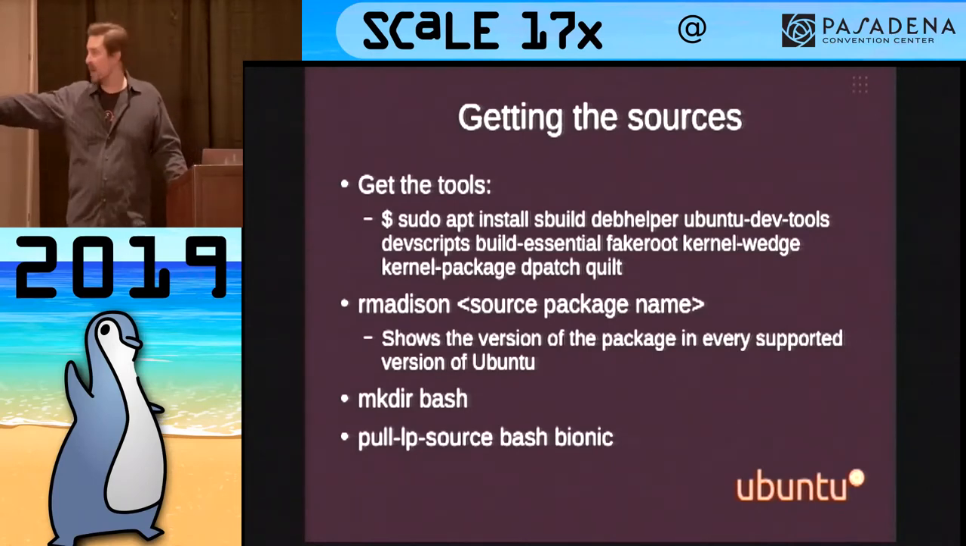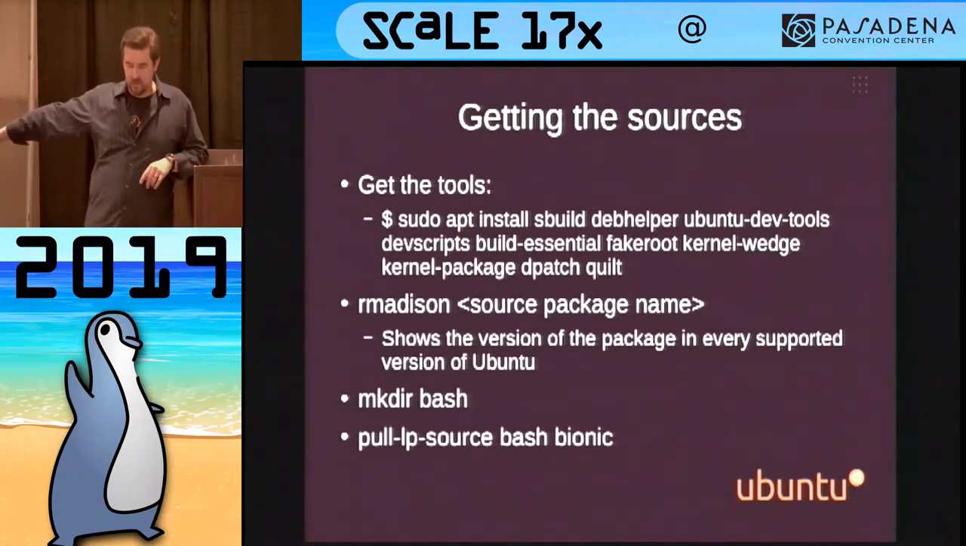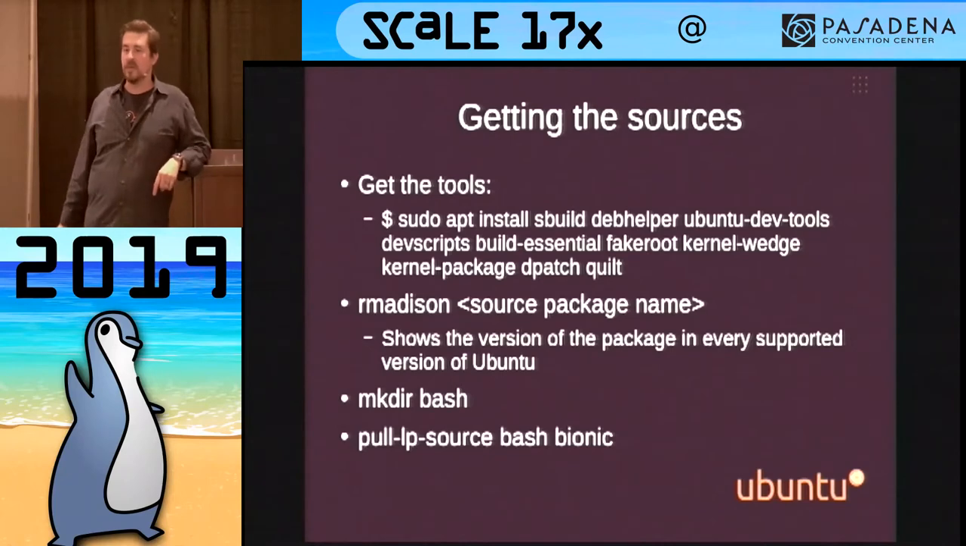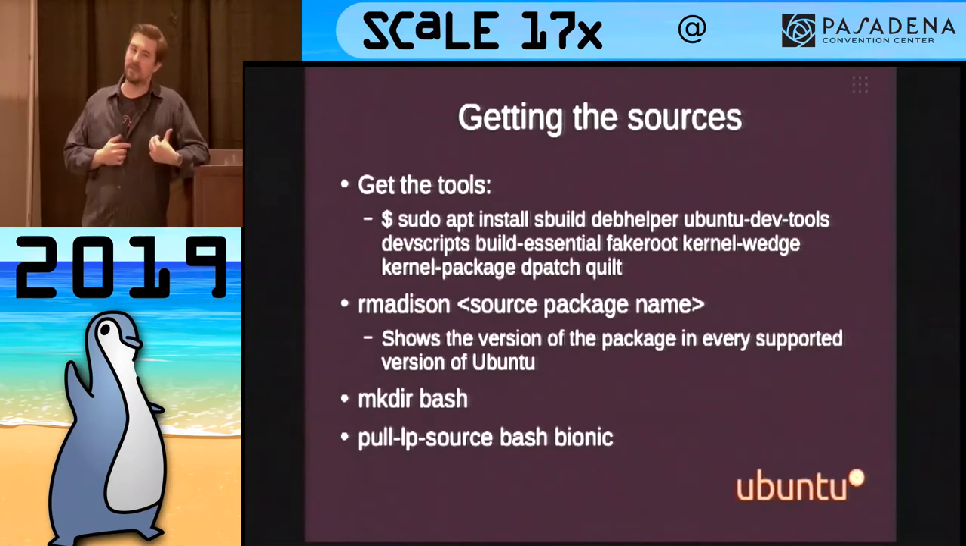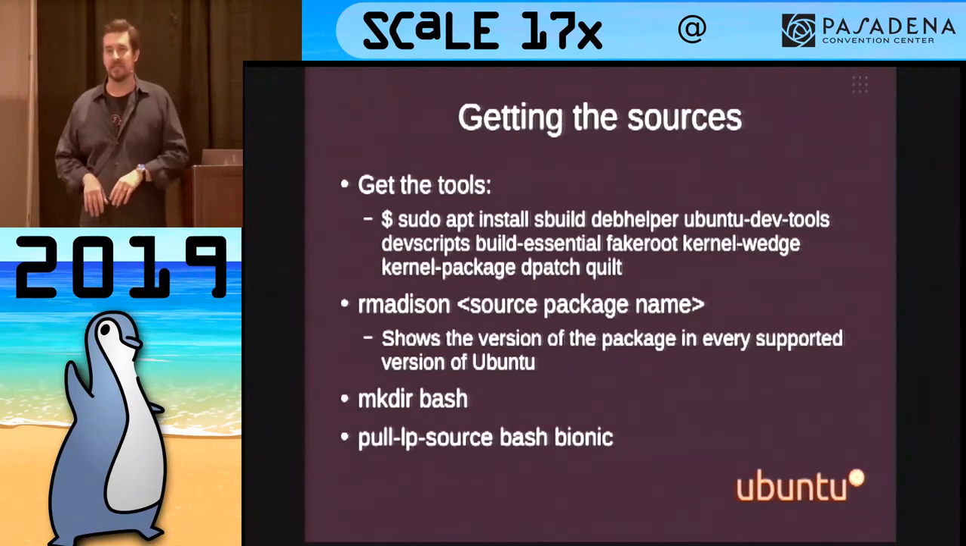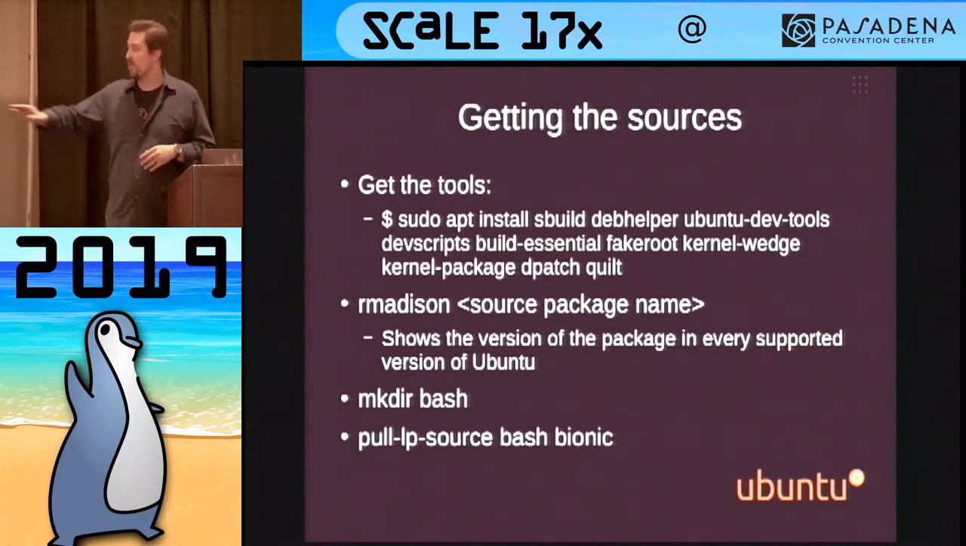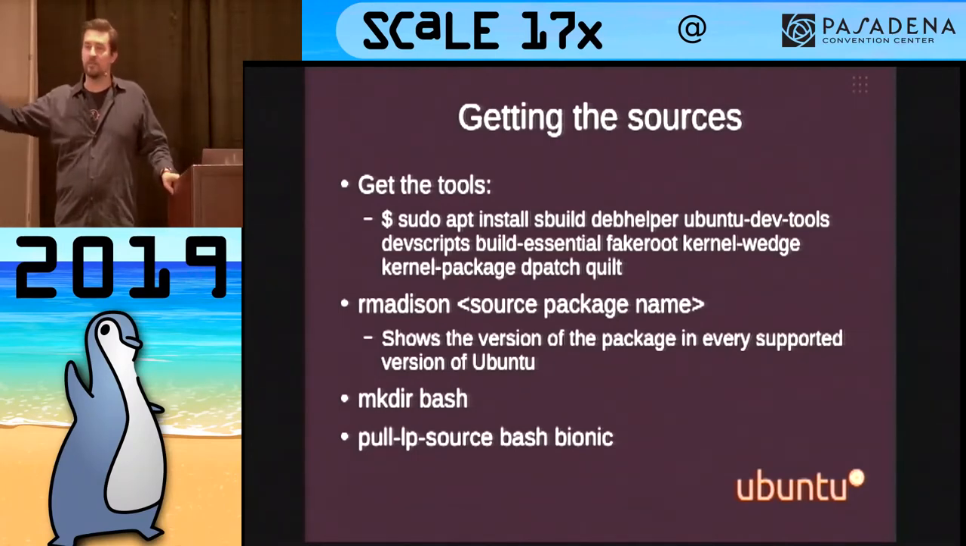In this case, I might be looking at bash. And then I'll pull LP source on bash bionic. When everyone's looking at this, they're going, what is pull LP source and why am I not doing apt-get source? Well, the problem with apt-get source is it only works if you have the apt source lines or the deb-src lines in your apt package lists. What happens if I'm running bionic on my laptop and I'm trying to fix something in disco? Now all of a sudden I'm having to add the deb-src lines for disco in my bionic release on my laptop, and that's not a good idea, because mixing series is not a good idea. What pull LP source will do for you is grab the sources directly from Launchpad for the series that you request.